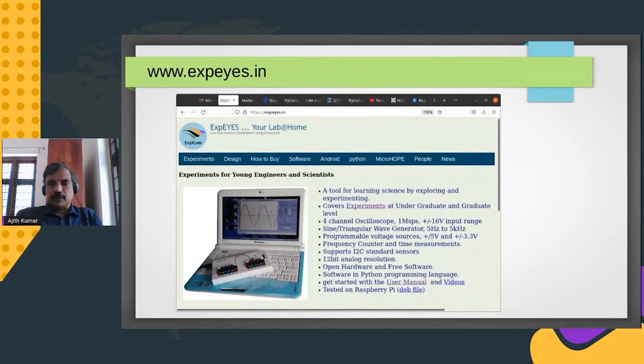All these developments, I am not going into the details, you will find everything on this website, expeyes.in. Here you can see what experiments are supported. If anybody is interested, they can look there. Even the hardware availability or design and the software, everything is there.